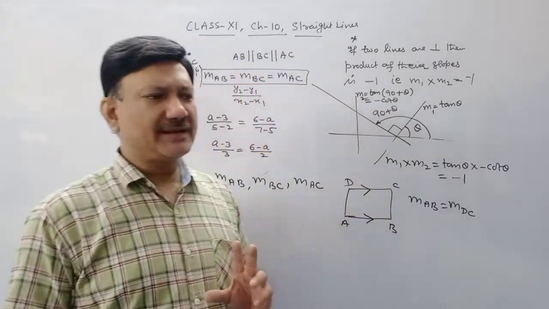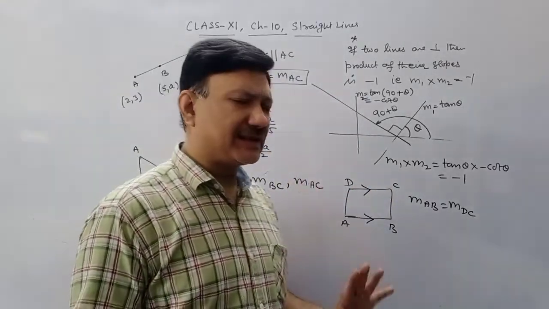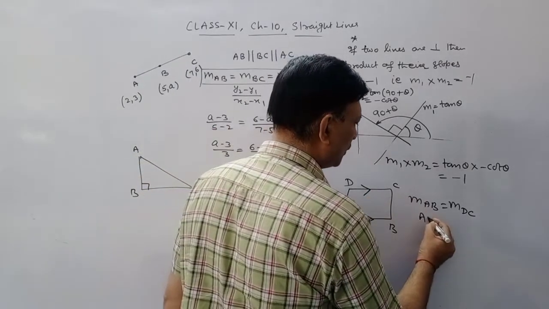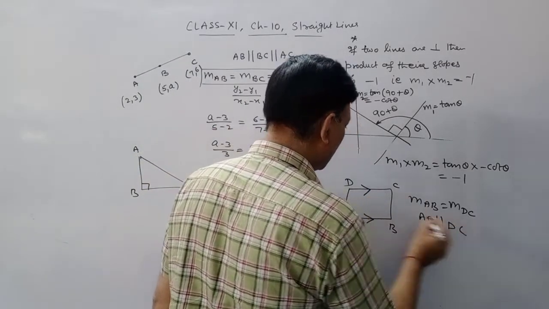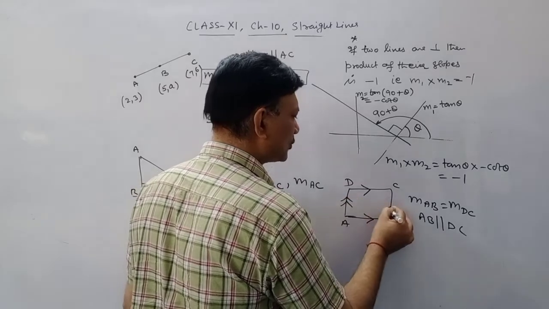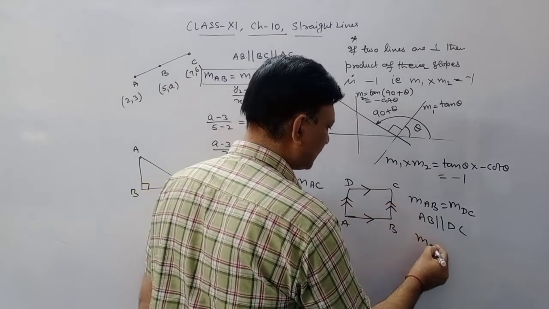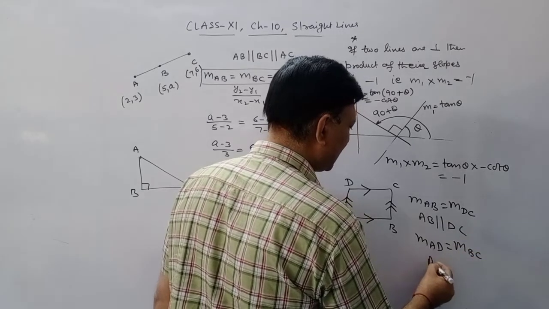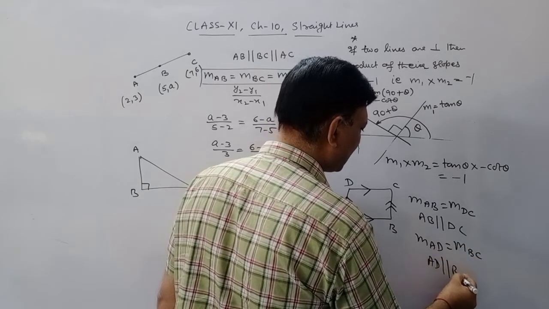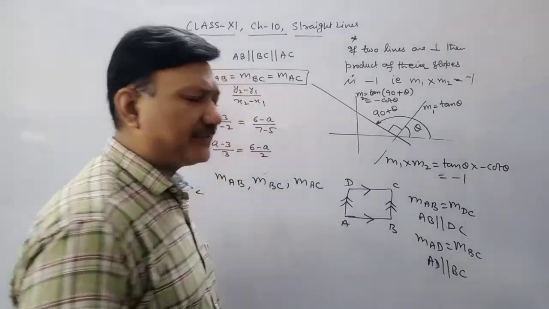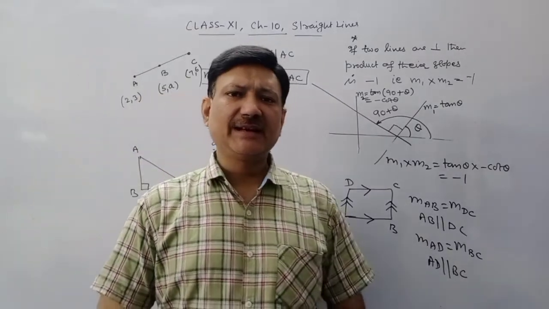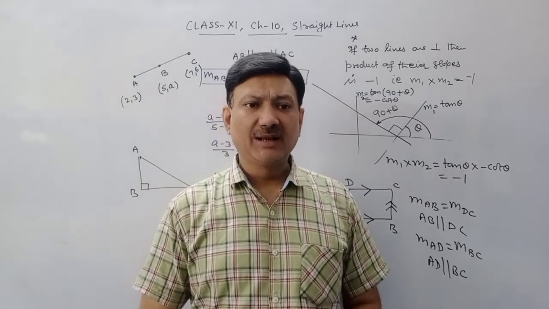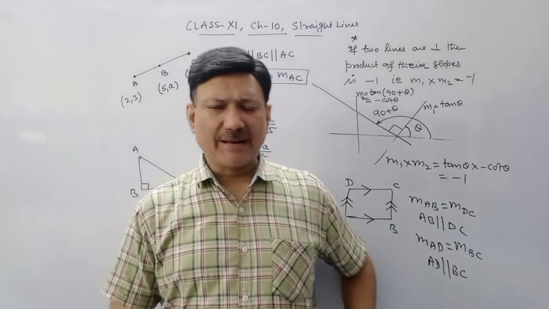If these two slopes are same, we can say that AB is parallel to BC. Now find the slope of these two lines, and if slope of AD is equal to slope of BC, then AD is parallel to BC. If the opposite sides of a quadrilateral are parallel, then it is a parallelogram.